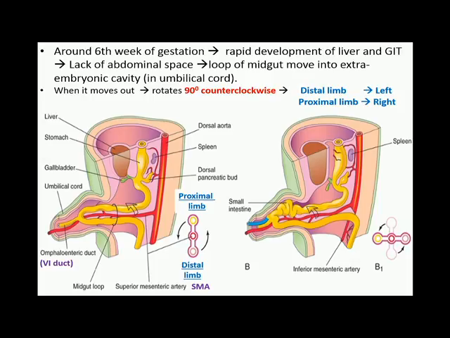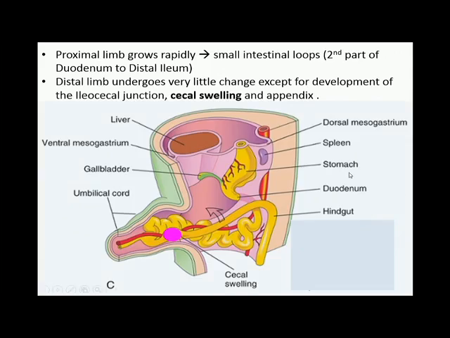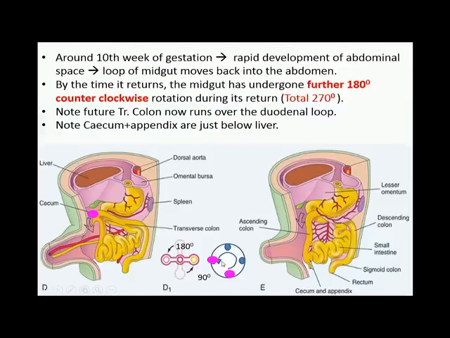So at the end of midgut rotation, the cecal area comes to there. So that's your liver somewhere here. Originally it was there, 90 degrees, 180 degrees, and 270 degrees. So the future cecum and the appendix come to lie close to the liver, just underneath the liver. Is that clear? So there's twisting of the midgut loop around the superior mesenteric artery axis.